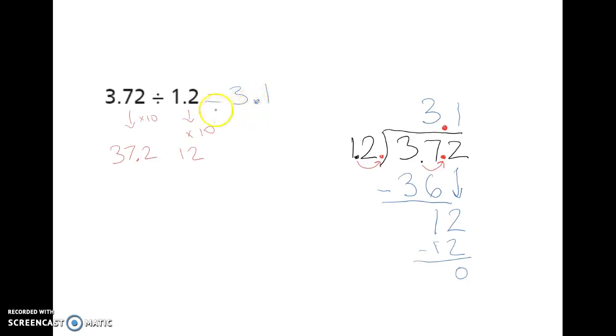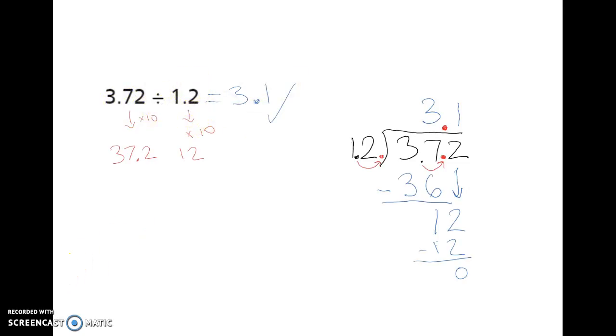And I can check that by using multiplication. 3 times 1, I could either multiply the whole thing out or I can just estimate in my mind. 3 times 1 is equal to 3, so something that's a little bigger than 3 times something that's a little bigger than 1 should be a little bigger than 3, 3.72. That seems to make sense. That checks out. Great.